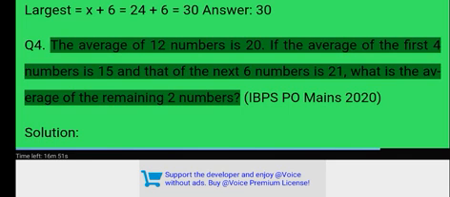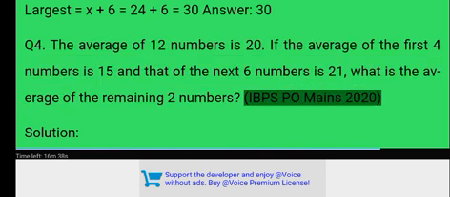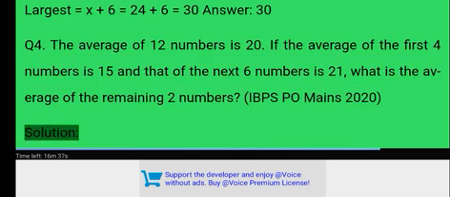Q4. The average of 12 numbers is 20. If the average of the first 4 numbers is 15 and that of the next 6 numbers is 21, what is the average of the remaining 2 numbers? IBPS PO Mains 2020. Solution.